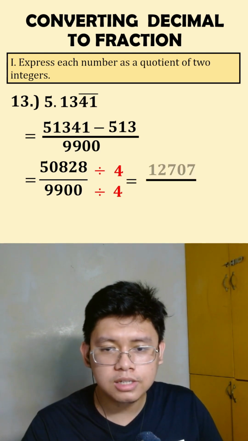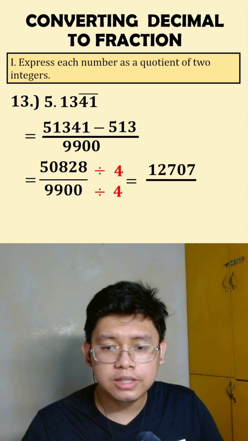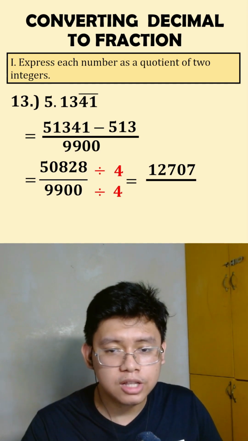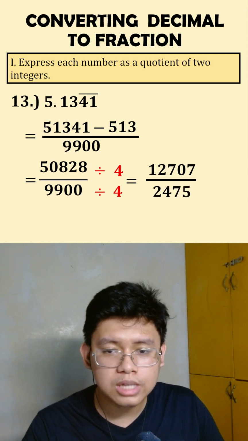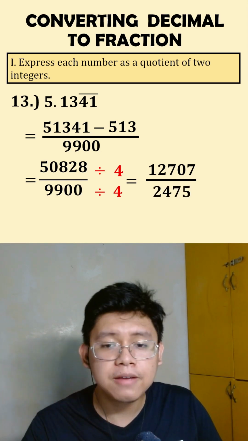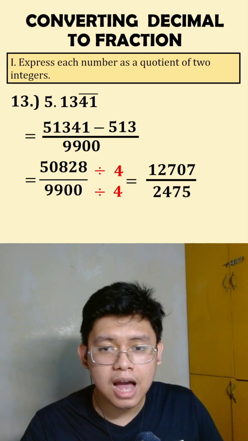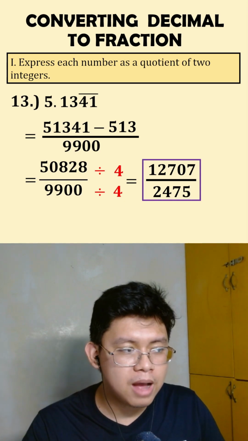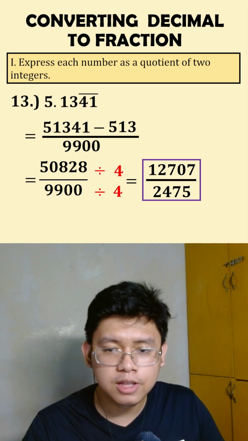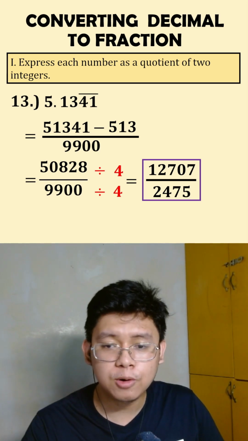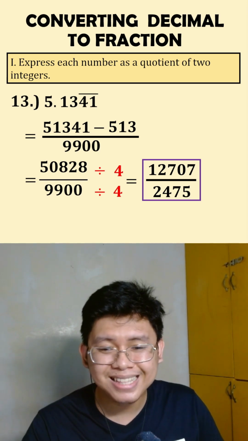So, yung numerator natin, divide natin siya by 4. That will give us 12,707. Now, yung denominator natin, divide natin by 4. That will give us 2,475. Now, that will be our fraction form from our decimal number. So, it will be 12,707 over 2,475. And that's it. Ta-da!